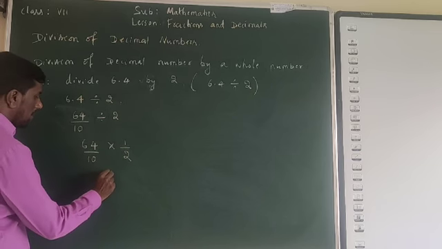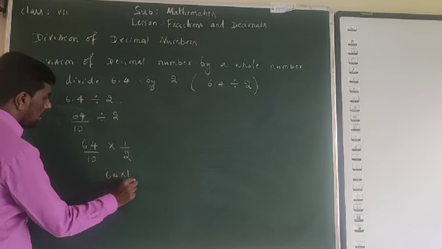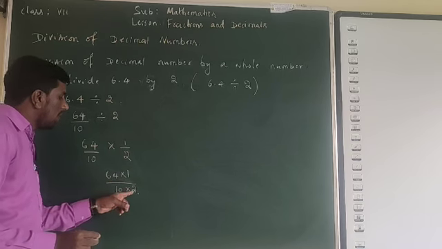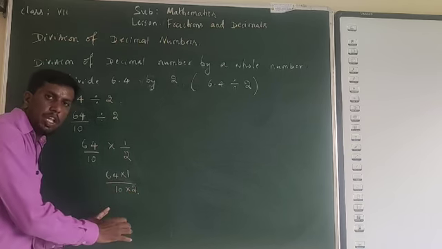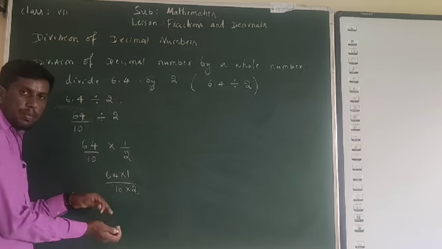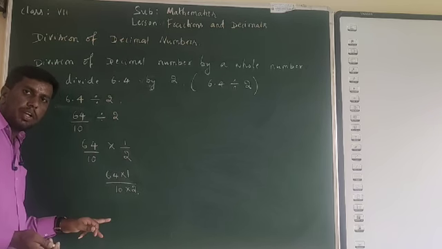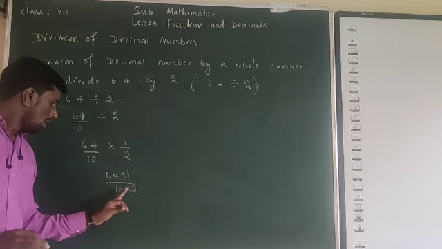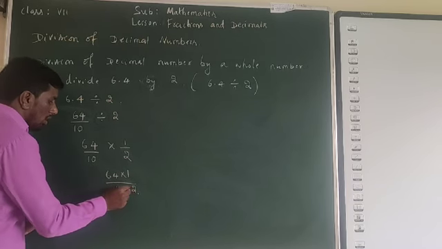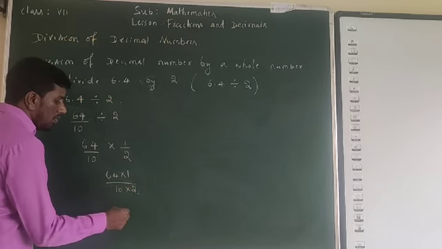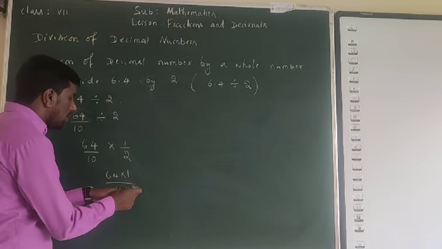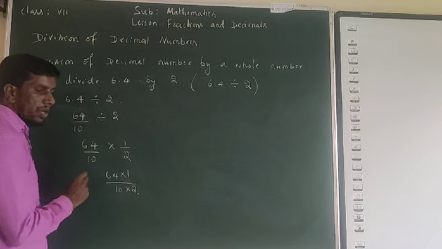This is nothing but multiplying numerator 64 into 1 and denominator 10 into 2. There is no need to multiply with the 10. Keep it as 10 only, because when the denominator is in terms of 10, 100, 1000, it is very easy to write in decimal form. Don't multiply 10 into 2, don't write it as 20. Instead, since we have a 2, try to cancel that 2 with the numerator.